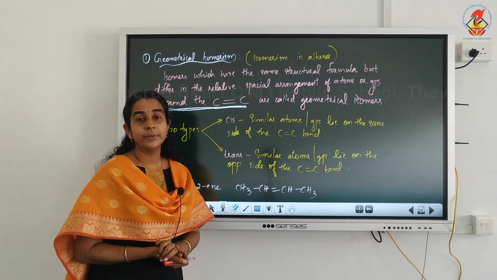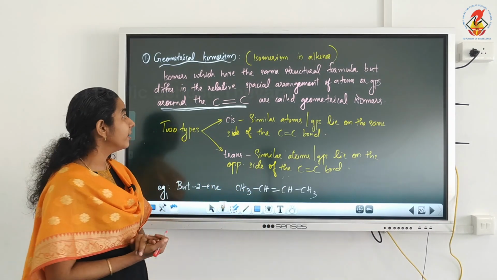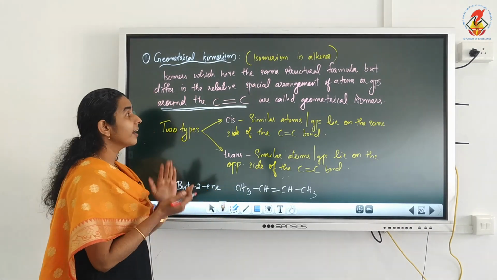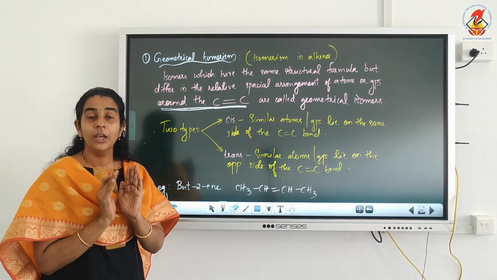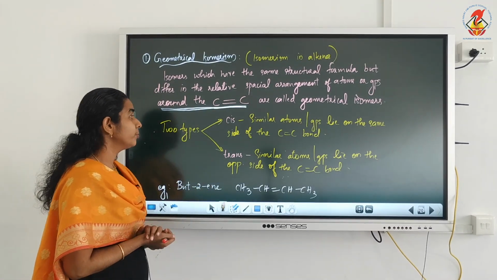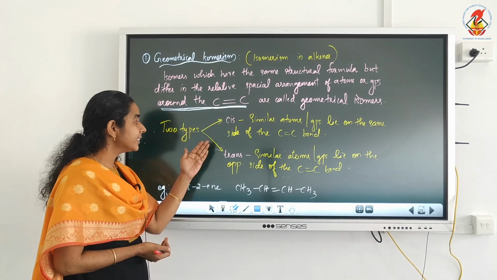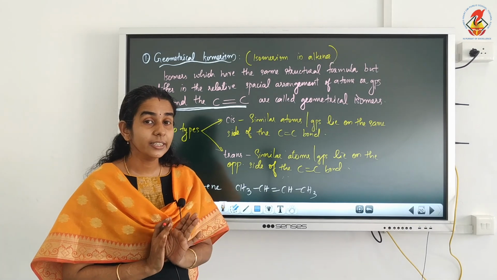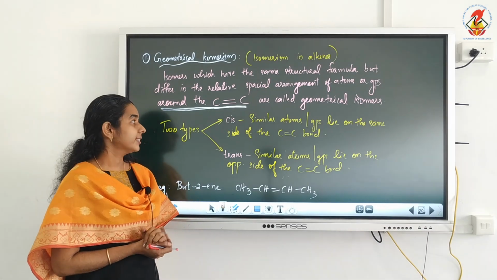Geometrical isomerism means 2 or more compounds having the same molecular formula and structural formula, differing only in the arrangement of atoms or groups around the carbon-carbon double bond. There are 2 types of geometrical isomers, that is cis isomers and trans isomers, or cis isomerism and trans isomerism. Always write cis and trans with the first letter in small letters. Don't use capital C and capital T.